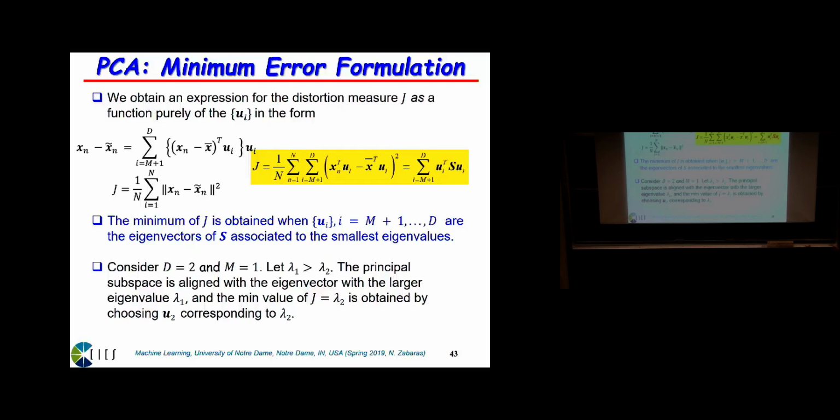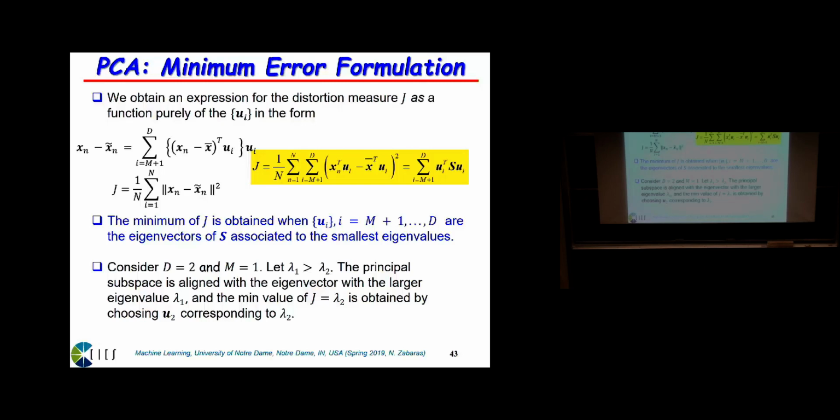If ui is an eigenvector, what is S ui? By the definition of the eigenvalue problem, it's lambda i times ui. So ui transpose lambda i ui gives you lambda i. So you want to minimize the sum of the eigenvalues. So which eigenvalues have to be used? They have to be the smallest, from M plus 1 to D. So you get exactly the same problem as when you have the formulation of maximizing the variance of the projected data on the principal subspace.